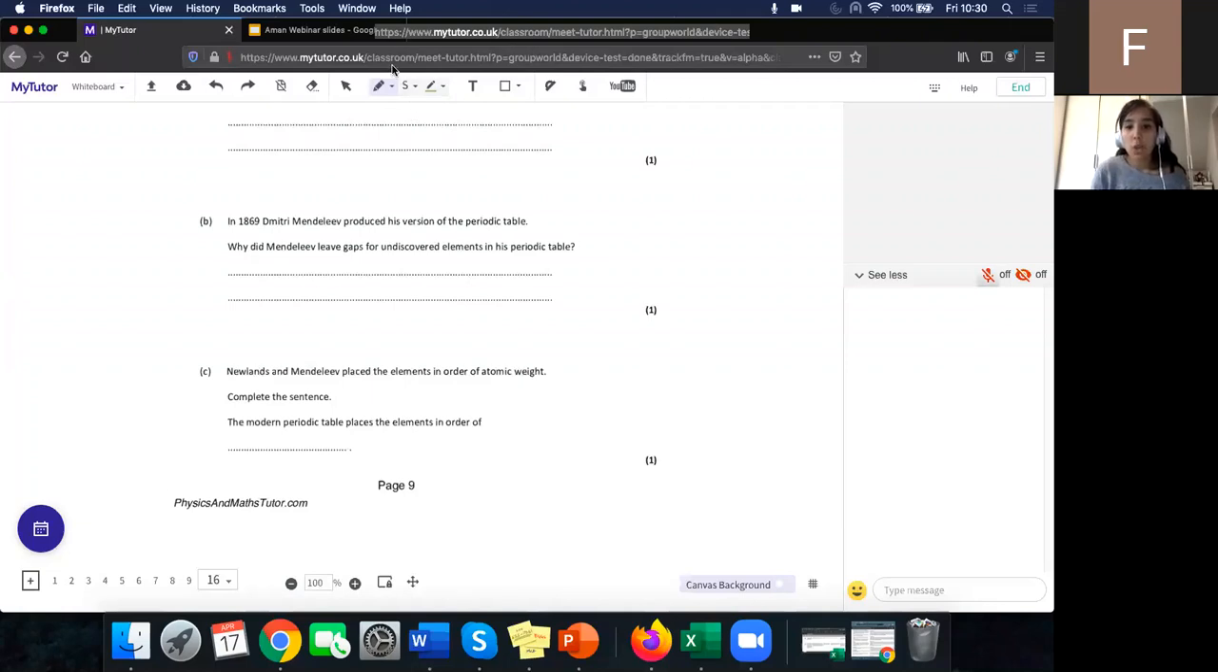Someone's asking, what are atomic weights? So atomic weights at that point in time had nothing to do with neutrons and protons. It was actually to do with the weight of the elements. So you could add in new ones. Yes, he knew there were going to be more elements. Good. So the other elements would fit the patterns he made. Good. Because they didn't fit the pattern, so he left gaps for undiscovered elements. Excellent answers. Well done.